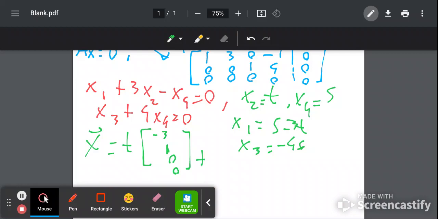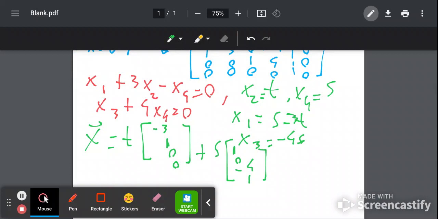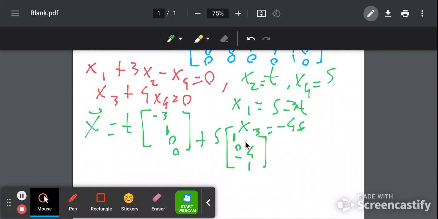And then we add s times a second vector. For x1 there's 1s because there's s minus 3t. For x2 there's none because it's t. For x3 it's negative 4, and for x4 it's 1. So now we can see that the kernel that we want to write as a basis is the span of 2 column vectors, and these are the 2 column vectors.